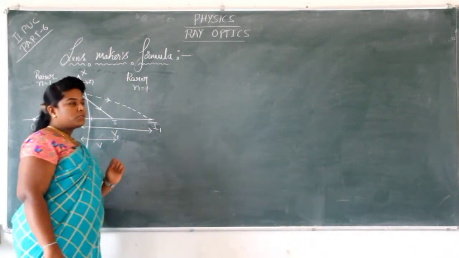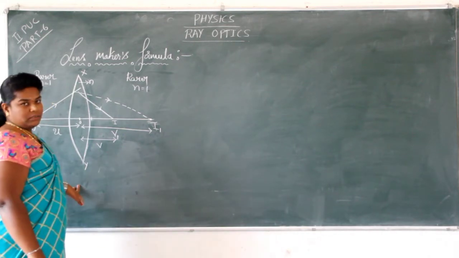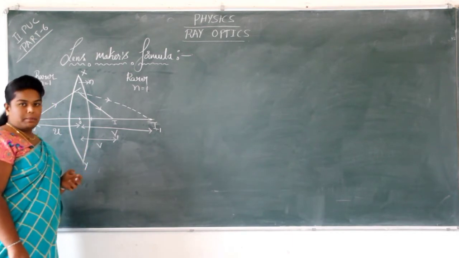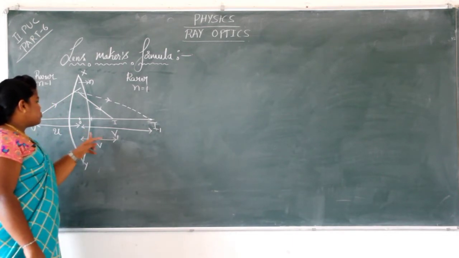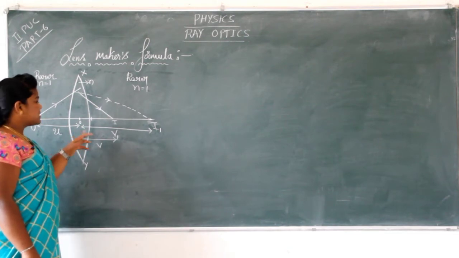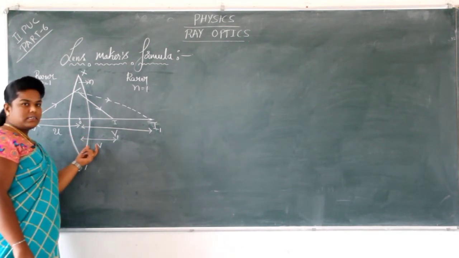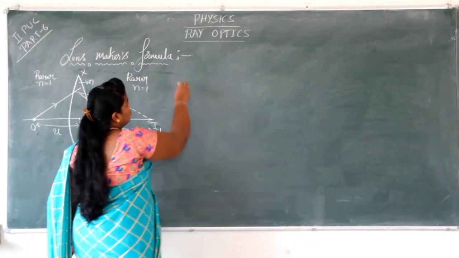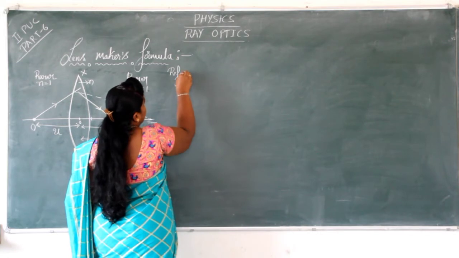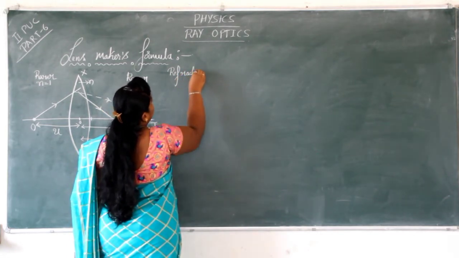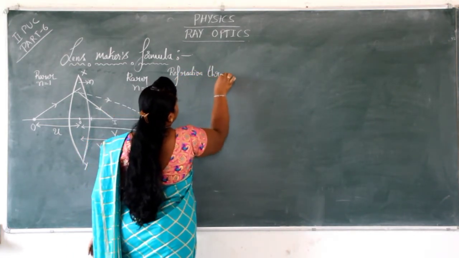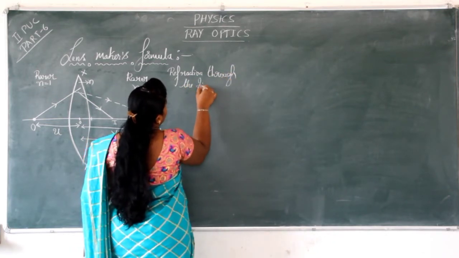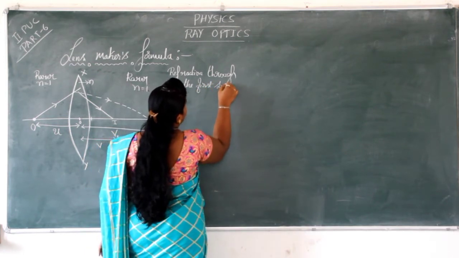Now dear students, to derive the particular expression, that is 1 by f is equal to 1 by v minus 1 by u, here I have the two surfaces, right? So to discuss it in detail, I am going to consider the surfaces separately. See here, refraction through the first surface. Now I am going to consider the refraction through the first surface.